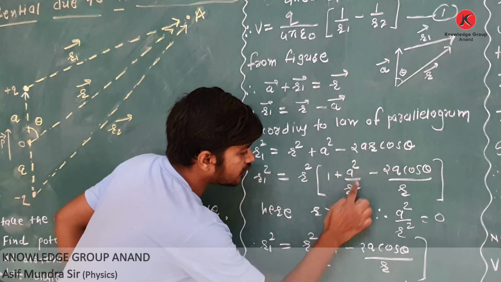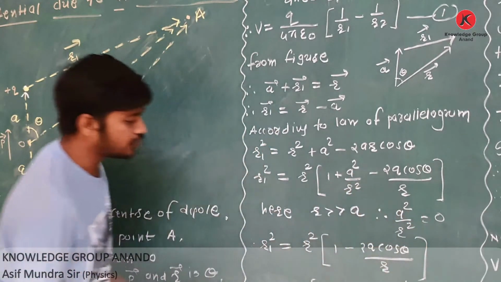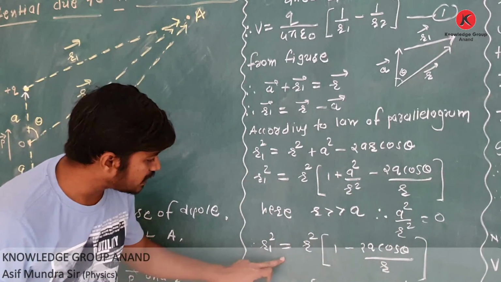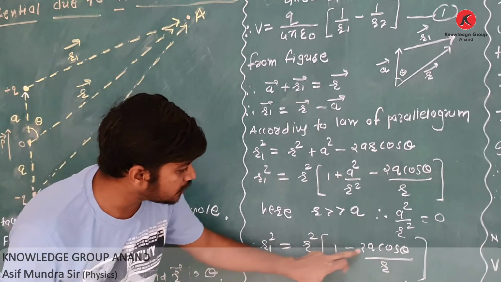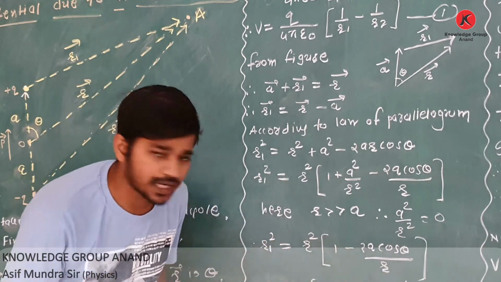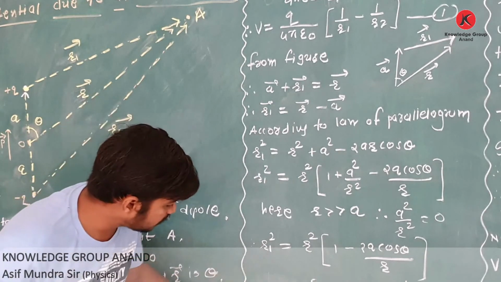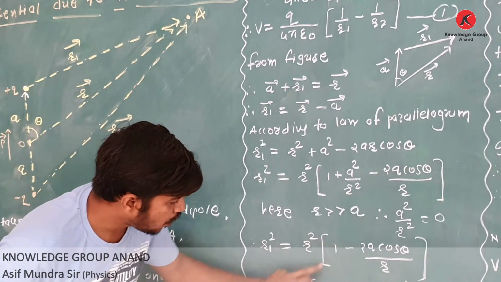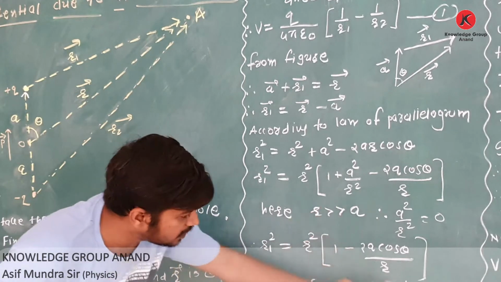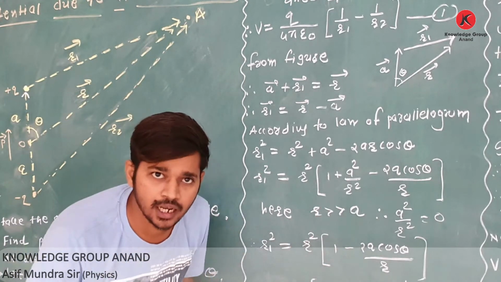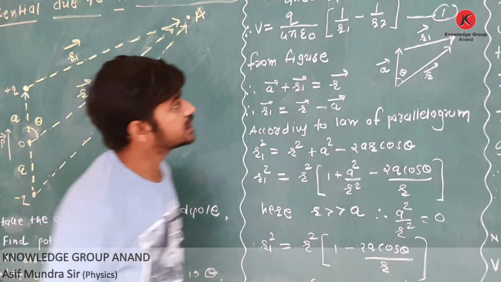Yes, so here a square upon r square you have to write 0. Then what is your term? r1 square is equal to r square times 1 minus 2a cos theta upon r. Clear? Okay. Take square root. r1 is equal to r times 1 minus 2a cos theta upon r, whole term raised to 1 by 2. Clear? Any doubt? Okay. Next.